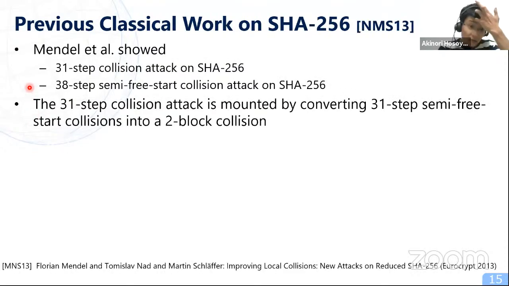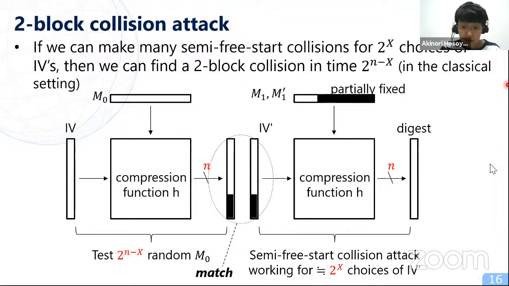Next, I'd like to talk about important previous classical work on SHA-256. Mendel et al. showed a 31-step collision attack and a 38-step semi-free start collision attack on SHA-256. The important point is the 31-step collision attack. This attack is mounted by converting 31-step semi-free start collisions into a 2-block collision. A 2-block collision looks like this: this is the first block, and this is the second block. Very roughly speaking, if we can make many semi-free start collisions for 2 to the power x choices of IVs for the second block, then we can find a 2-block collision in time 2 to the power n minus x in the classical setting.